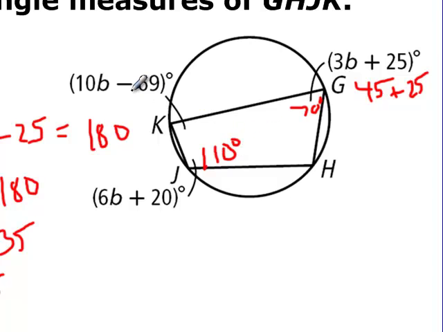All right. I'm going to substitute 15 into this equation for b, so that gives me 150 minus 69, which would give us 81 degrees, I believe. If this angle is 81 degrees, then that means this angle must be 99. Okay, and when it said find the angle measures of G, H, J, K, that means find all 4 of those angle measures.